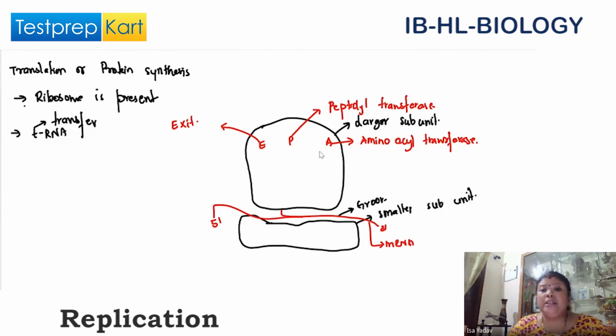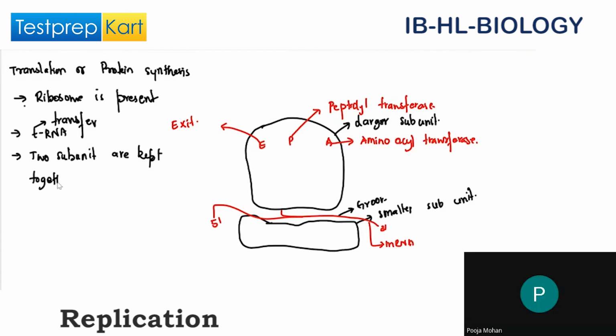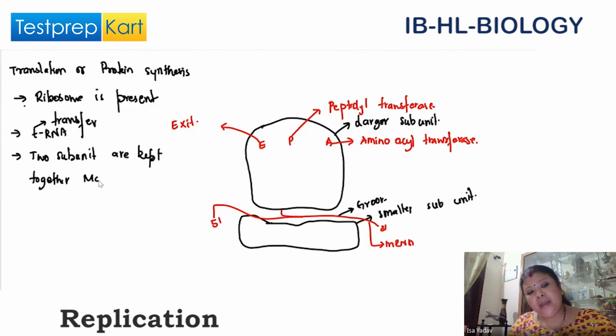So now the process of translation will begin. The two subunits of the ribosome are never together. They remain separated. They come close to each other only during protein synthesis. The two subunits are kept together by magnesium ion. It is magnesium ion that will keep the two subunits intact together.